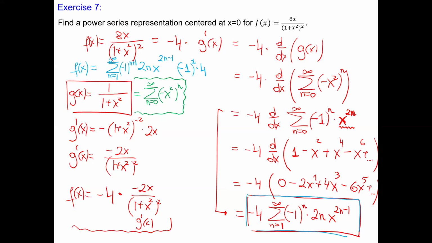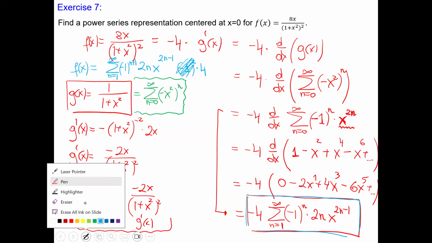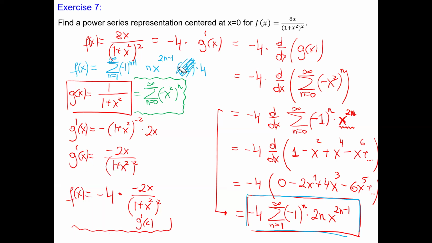Negative 1 to the n plus 1, we don't need this. And 4 times 2 is 8. That means I can put 8. And this is the combination, the nice final form of the power series representation for this function. This is supposed to be written at the bottom, but it is here. Okay, this is the final answer. Really nice question.